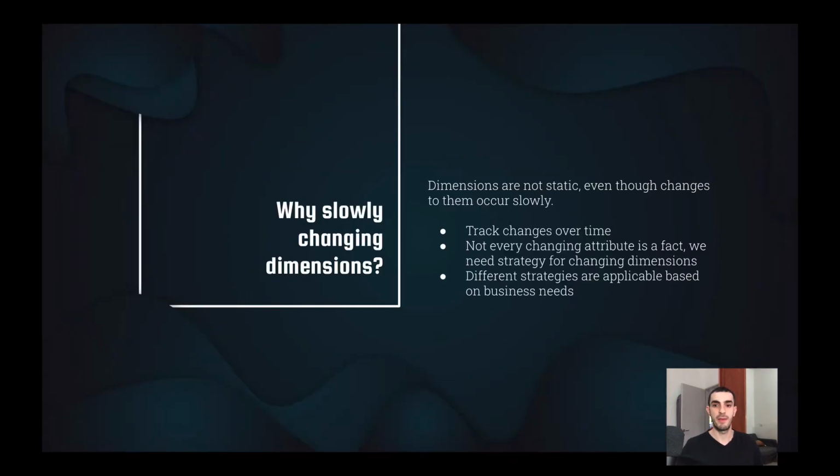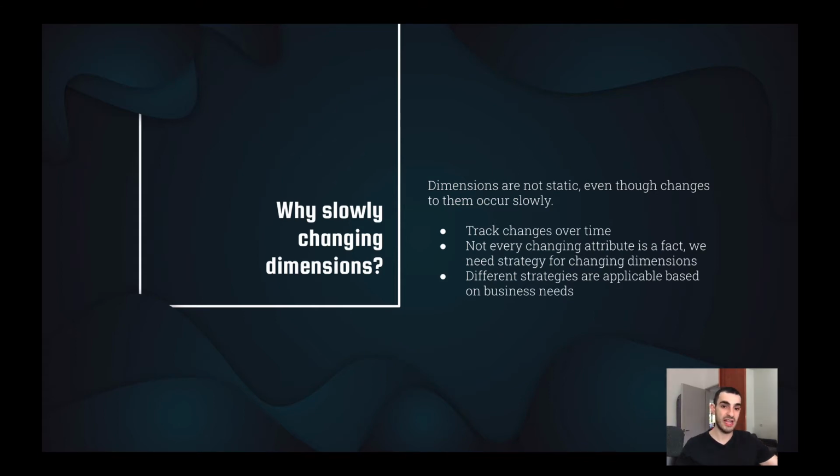So why slowly changing dimensions? Dimensions are not static, even though changes occur very slowly to them. So we want to track changes over time. Sometimes we want to track the history, we want to track when it happened, etc. And not every changing attribute is necessarily a fact. If you go back to the original lecture I gave about facts and dimensions, there is a strategy to sometimes move something that is usually a dimension to a fact, but you don't want to do it for performance reasons, and we will touch on that later in this talk.